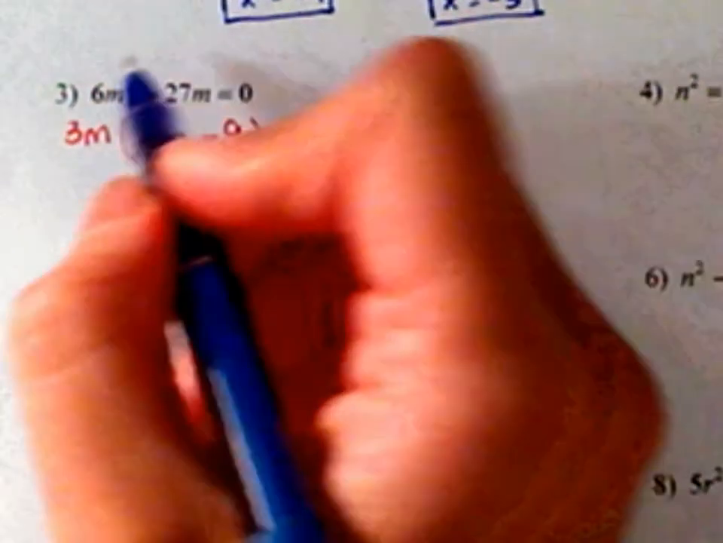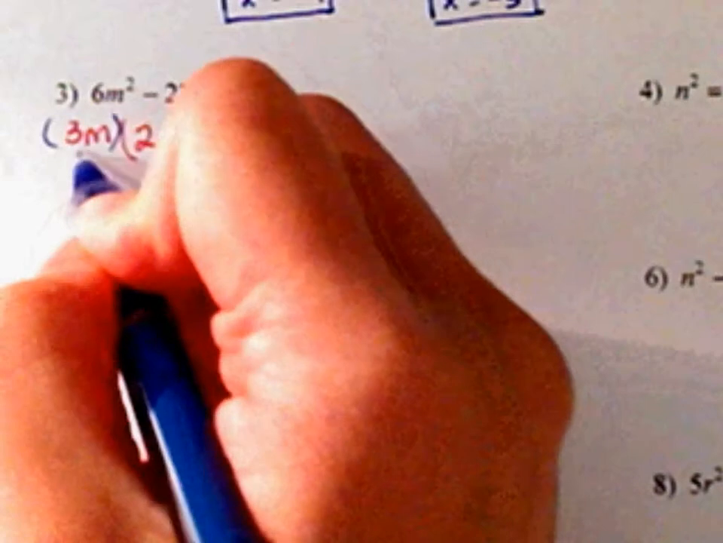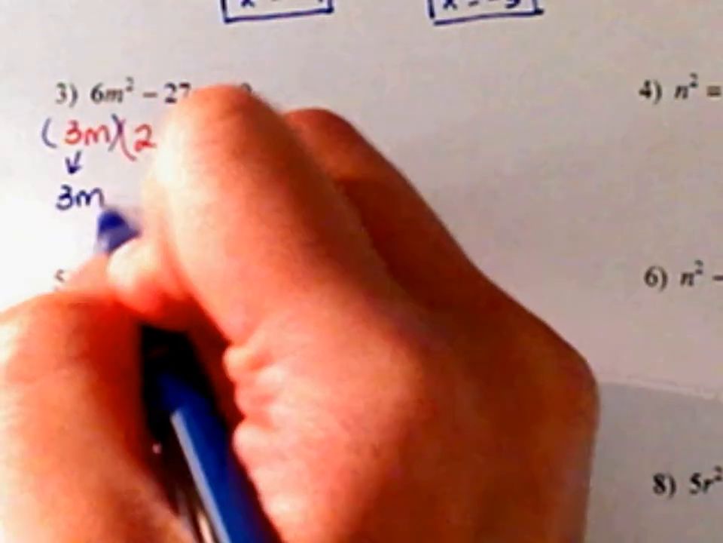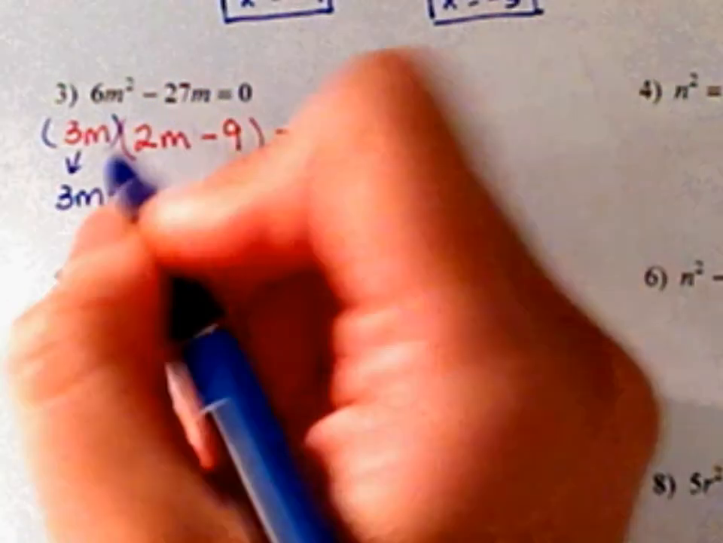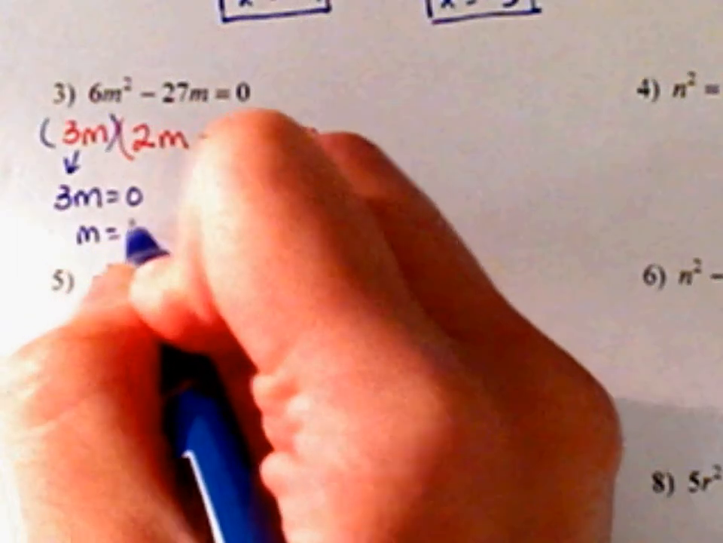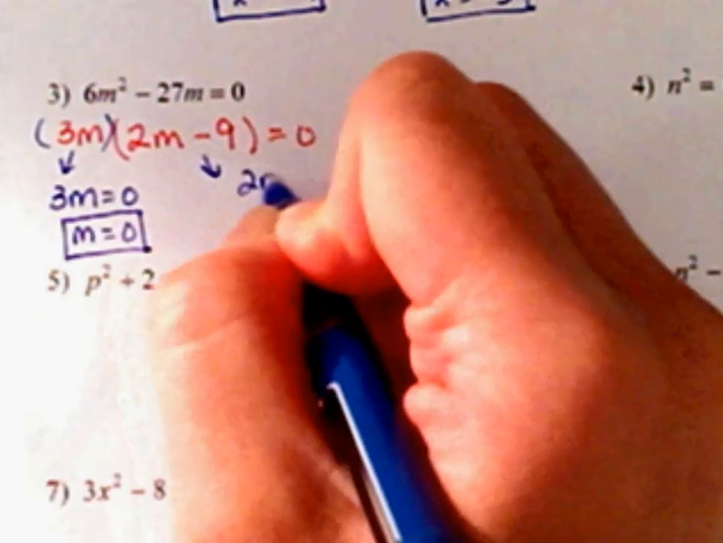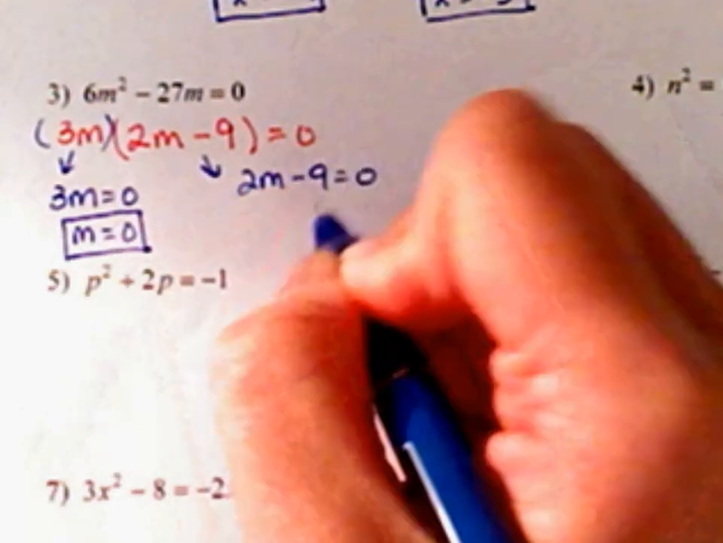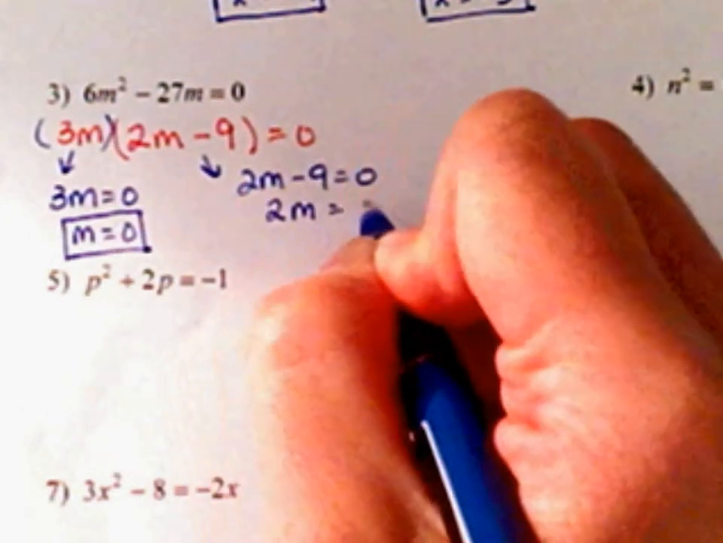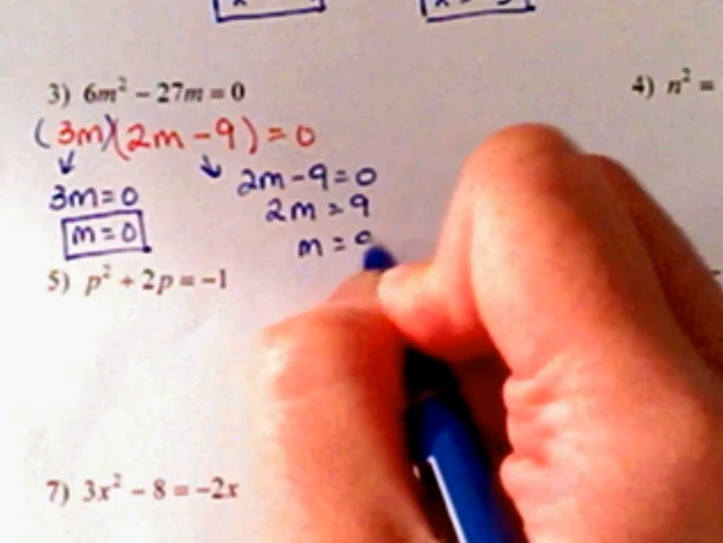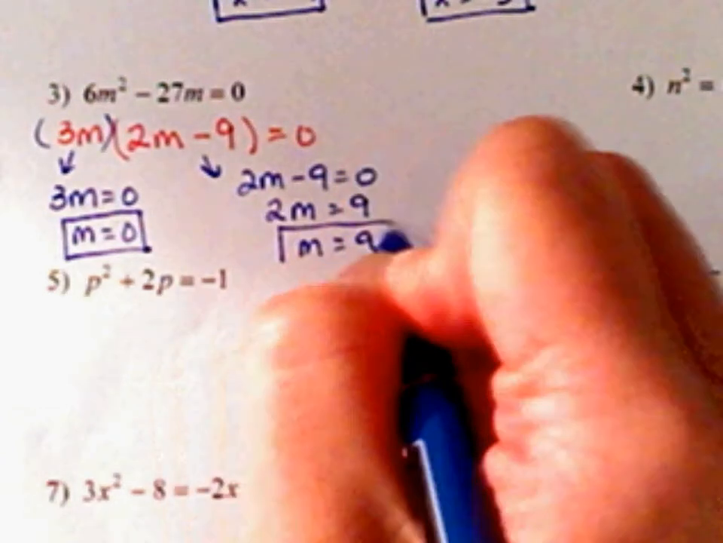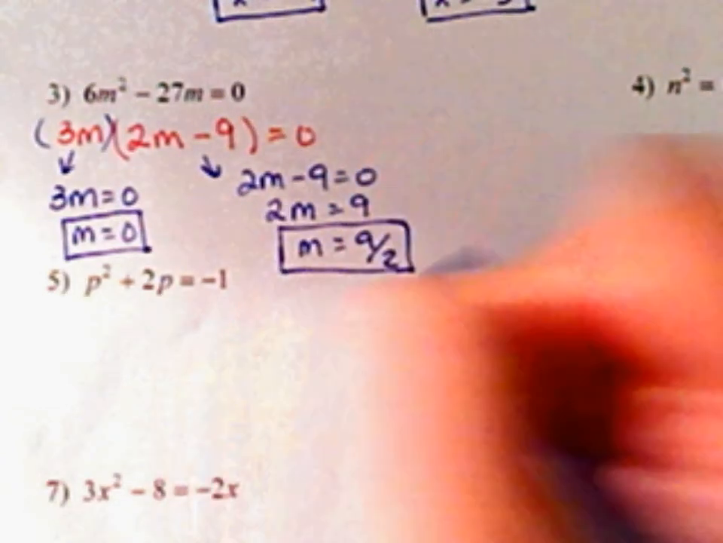Set each factor equal to 0. So this first one, you've got 3m is equal to 0. Divide each side by 3, so m is equal to 0. Set this one equal to 0. Solve for m. Add 9. Divide by 2. So this is 9 over 2, 9/2. Number 3.